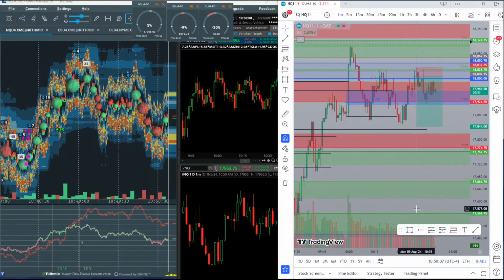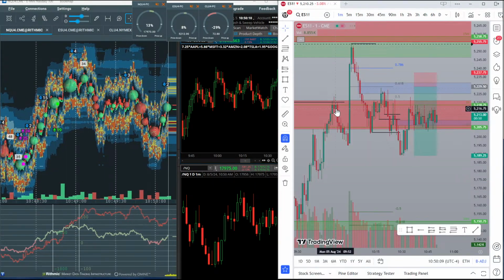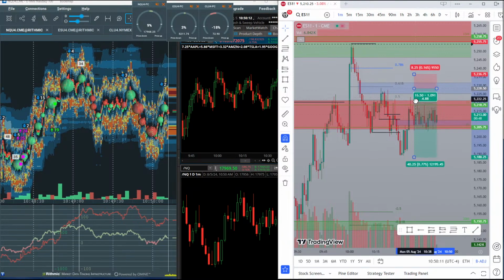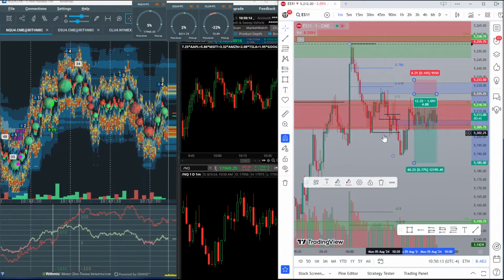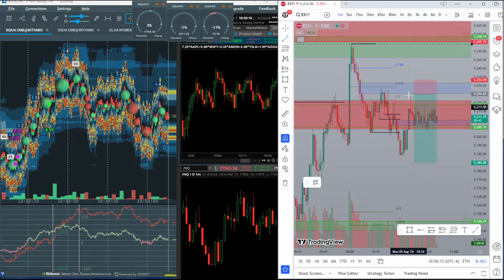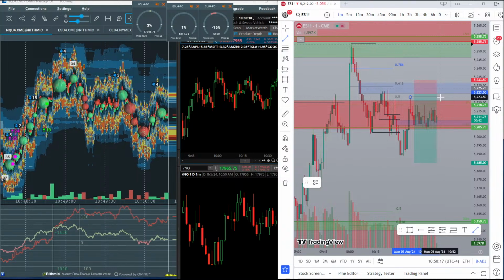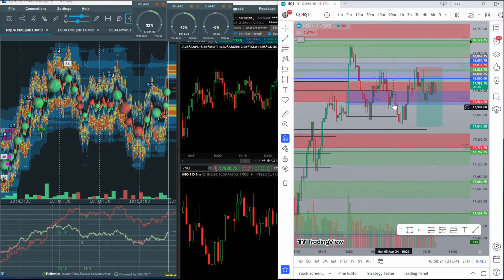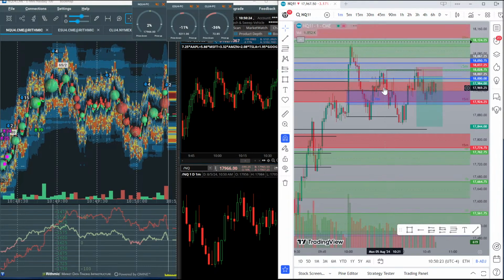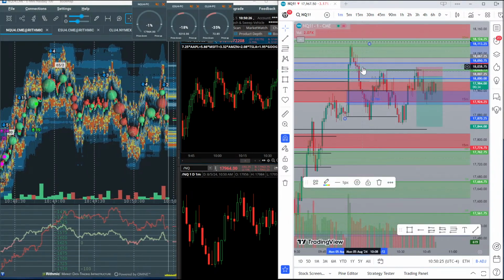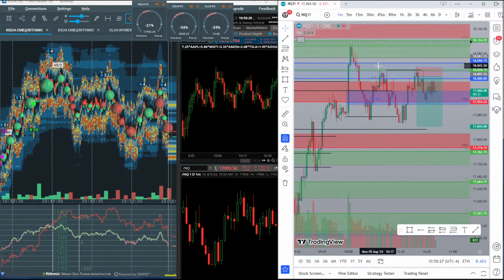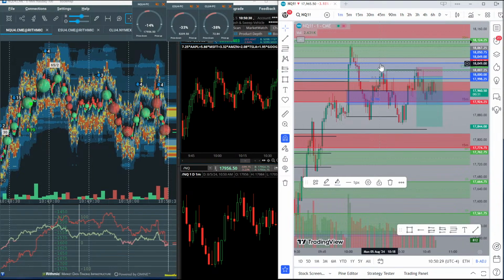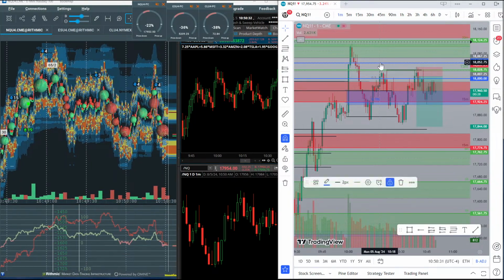It's definitely helpful when we have ES and NQ on our screen, but beggars can't be choosers. ES keeps failing to come back up here, and Q is trying its best. Delete that.